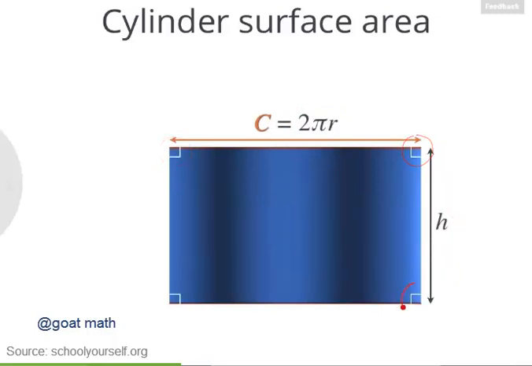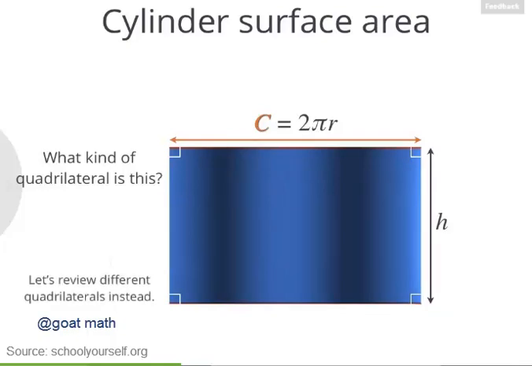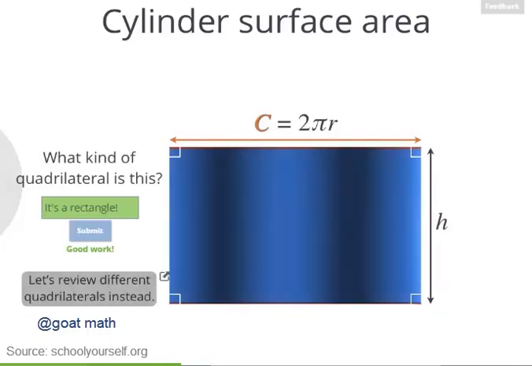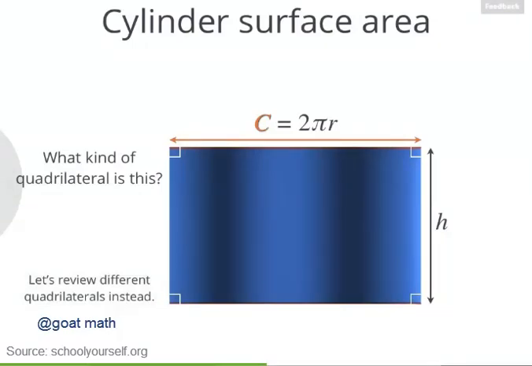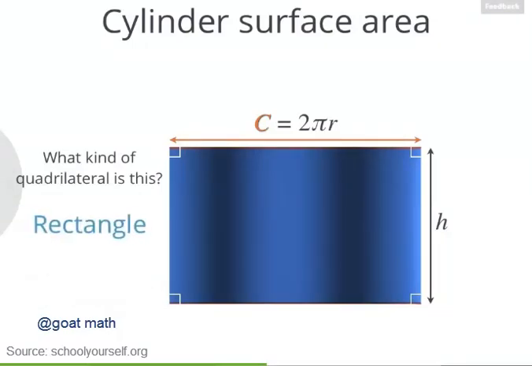Notice that we have right angles in the four corners of this quadrilateral. So what kind of quadrilateral is our unrolled lateral surface? If you're not sure, click down here. Precisely, we've unrolled the lateral surface into a rectangle.